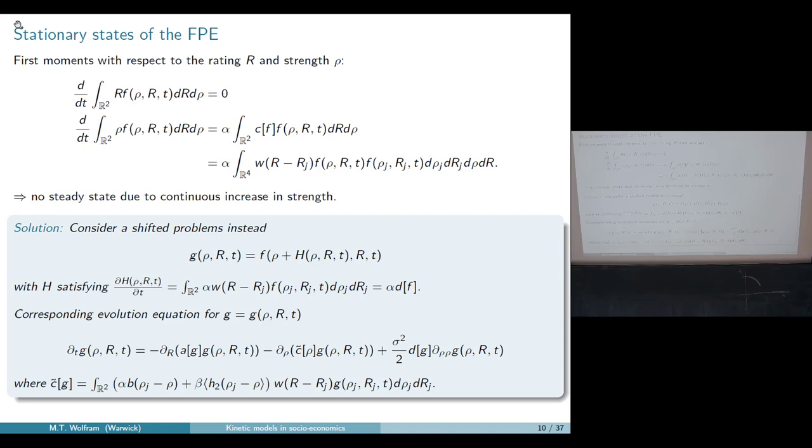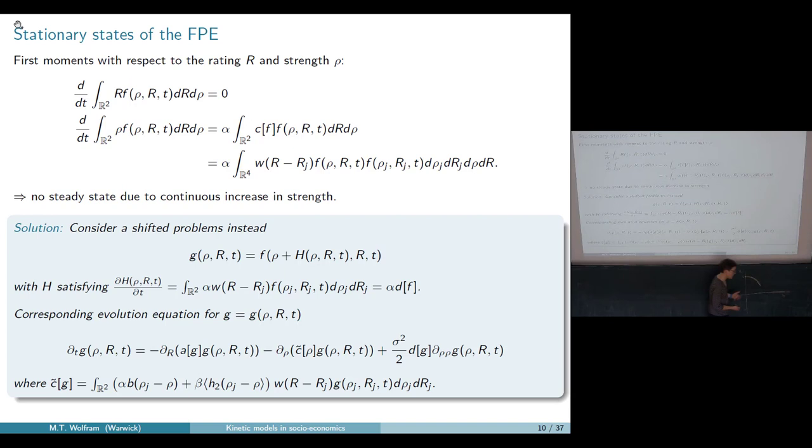Now, what can we say about the stationary states? On the Fokker-Planck level, you will see that we actually have no steady state. First of all, the original Elo model is also invariant with respect to translation, because all these functions always depend on rho_i minus rho_j. Here, as I already said, we always have a continuous increase of the strength in time, so I can't expect that this system is going to converge towards a stationary state or a steady state.